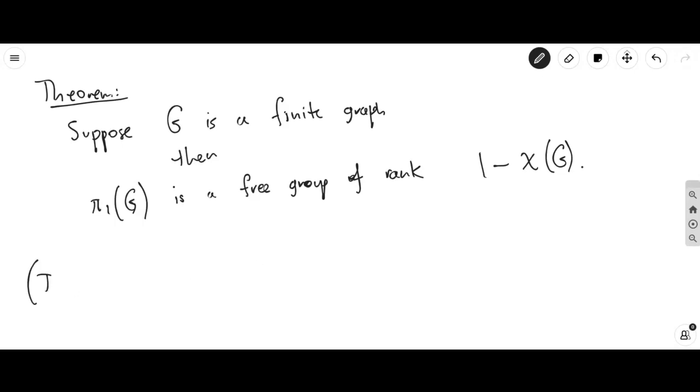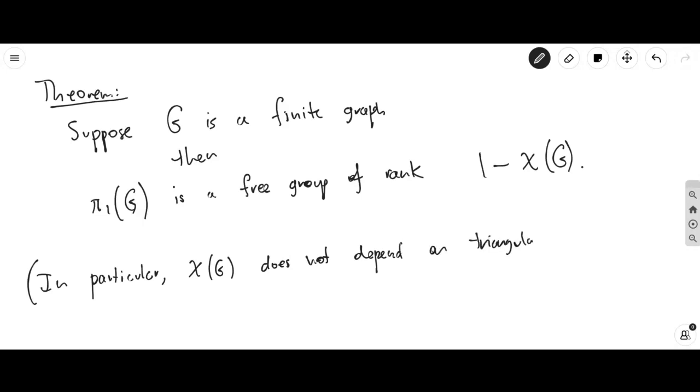So in particular, chi of G does not depend on triangulation. You are triangulating the graph to find the Euler characteristic, but in the end it would not matter, because this quantity is expressible in terms of the fundamental group. That has nothing to do with the triangulation.